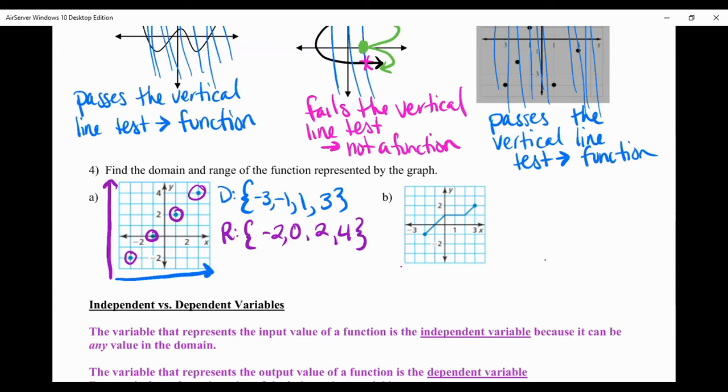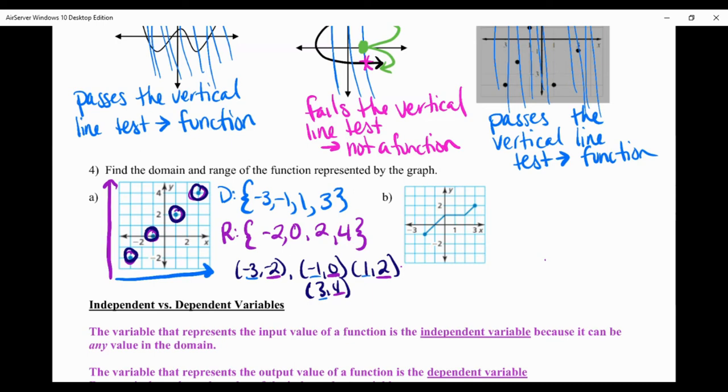If it helps you, write each of the ordered pairs first, and then just write the x values in as the domain and range. That's also fine. So this first point, the ordered pair is -3, -2. This ordered pair is -1, 0. Right, that x value is always first. 1, 2, 3, 4. So the domain was -3, -1, 1, and 3. The range was -2, 0, 2, and 4.